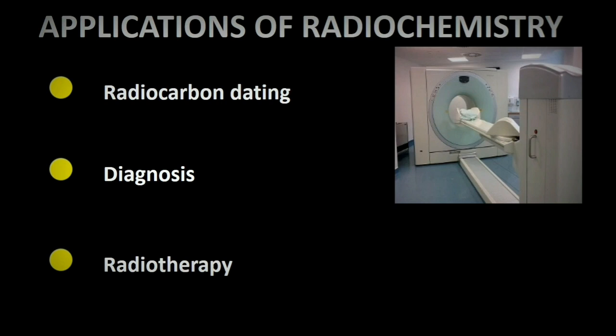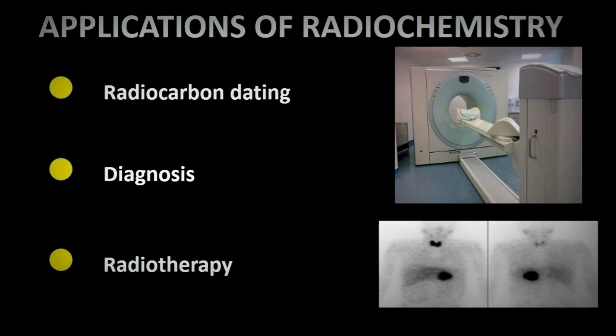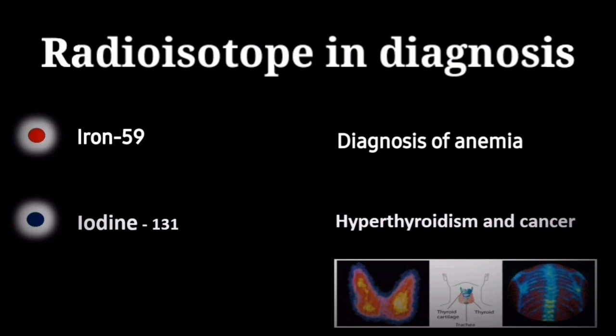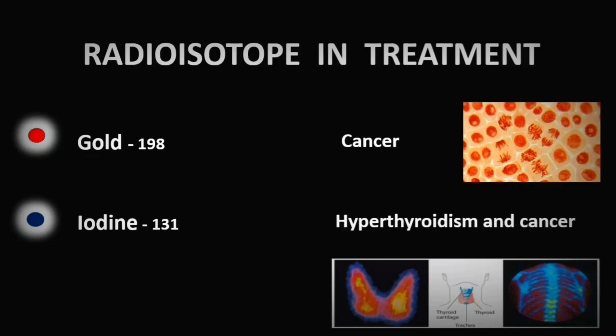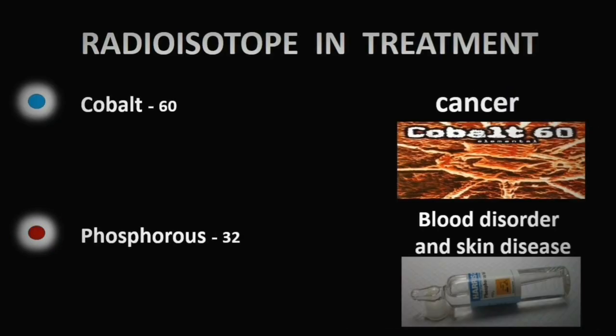Radioisotopes are used in three major fields. C14 isotope is used in radiocarbon dating to find the age of fossil wood or animals. Many radioisotopes are used to diagnose and in the treatment of many diseases like brain tumor, cancer, hyperthyroidism, blood disorder and skin disease. This kind of treatment is called radiotherapy.